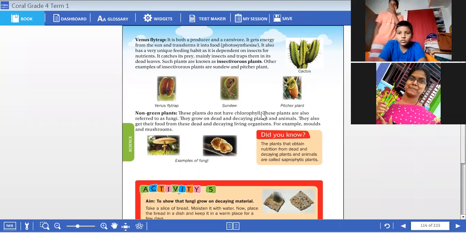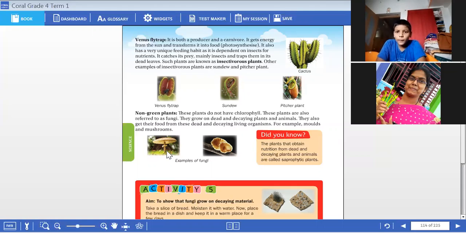These plants do not have chlorophyll. Yes, due to the absence of chlorophyll only, they are not green in color. These plants are also referred to as fungi. These plants are called fungi plants. They grow on dead and decaying plants and animals. They also get their food from these dead and decaying living organisms. For example, molds and mushrooms. You may not see molds, but you can see mushrooms.